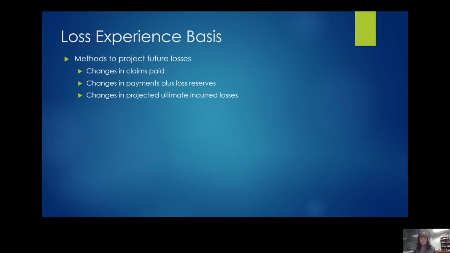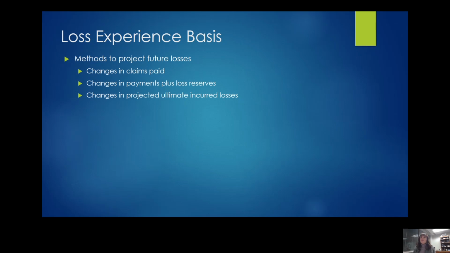Loss experience. So if we're looking at loss experience, we know that based on historical claims that we've paid out, this is a good way to project future costs. Really, it depends on how good is the data that you have. If it's reliable, if it's consistent, you're more likely to be able to better project future losses. But again, you have to have good data. If you don't have a lot of data and it's not very reliable or consistent, then it's not going to do you any good.